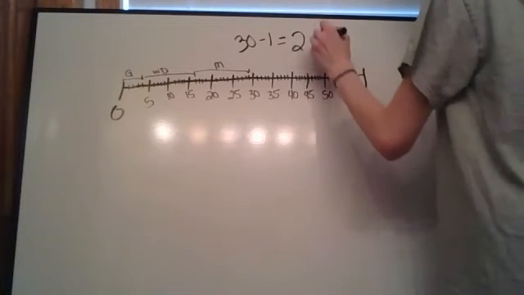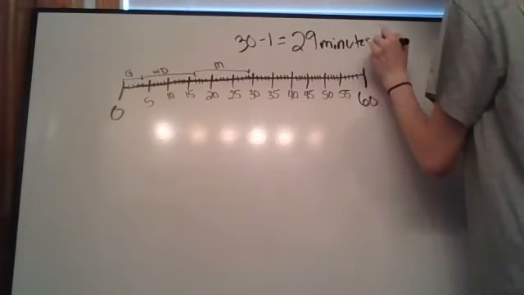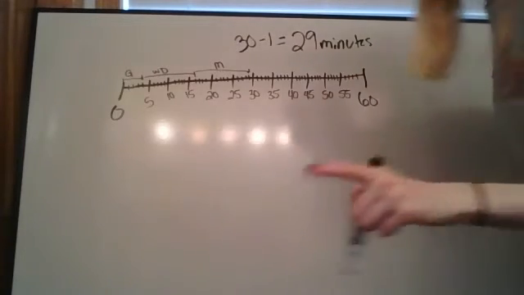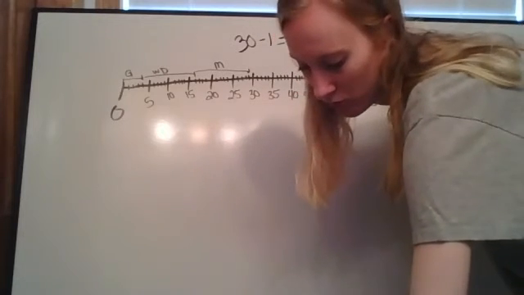Should have gotten 29. So according to our number line, it took Austin 29 minutes to do his chores. We can double check that with our equation.